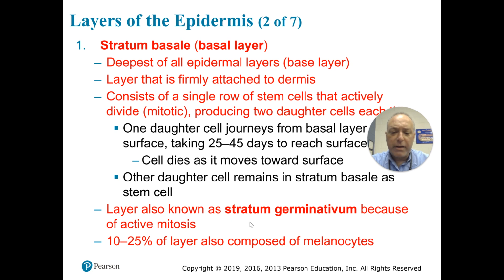The layer is also known as a stratum germinativum because of active mitosis, so it's germinating these skin cells. And 10 to 25% of the layer is composed of melanocytes that once again produce melanin and skin color.